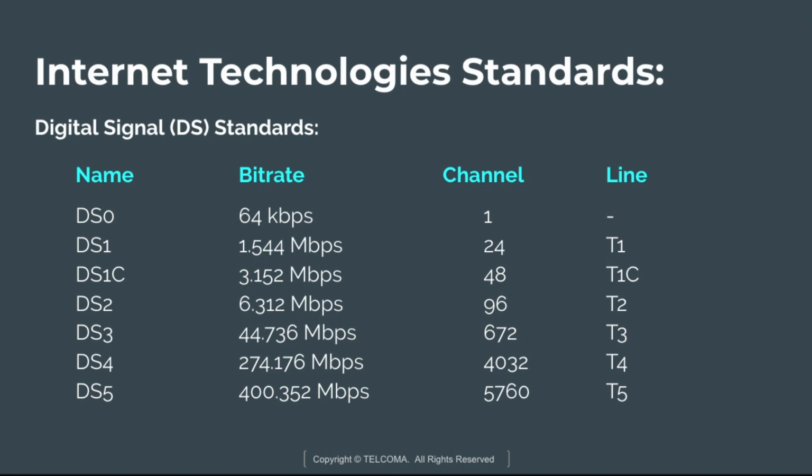In DS0 the bit rate is 64 kbps and it transmits one call over one channel. In DS1 the bit rate is 1.544 megabits per second and it transmits 24 voice calls over the channel. In the same way it goes on increasing as the bit rate increases from DS0 to DS5. So this is all about internet technology standards.